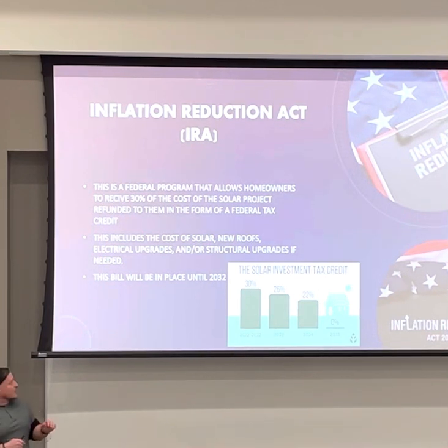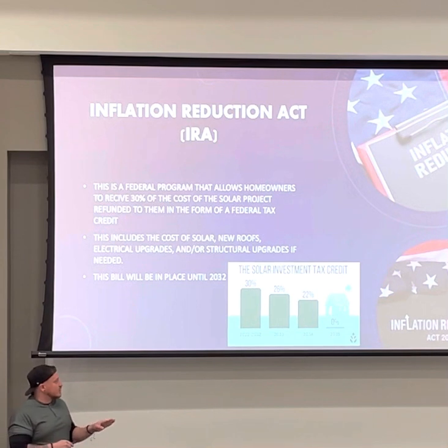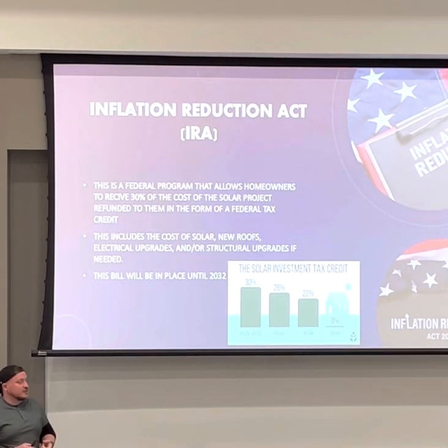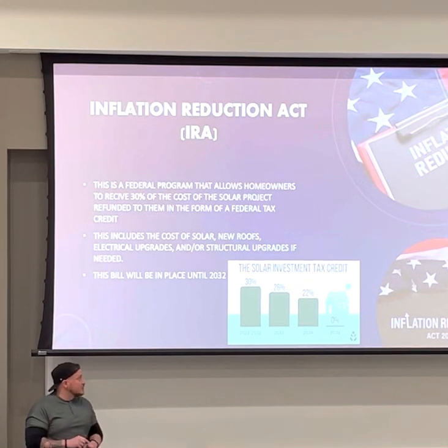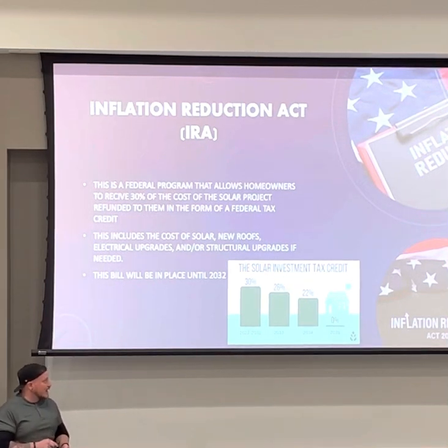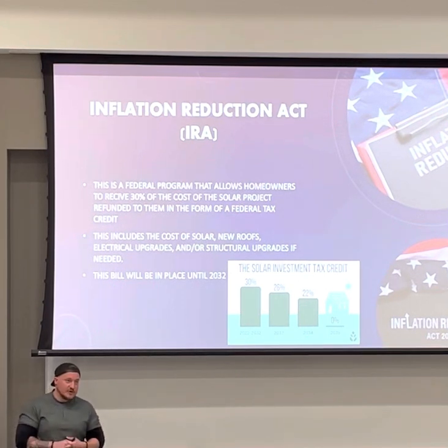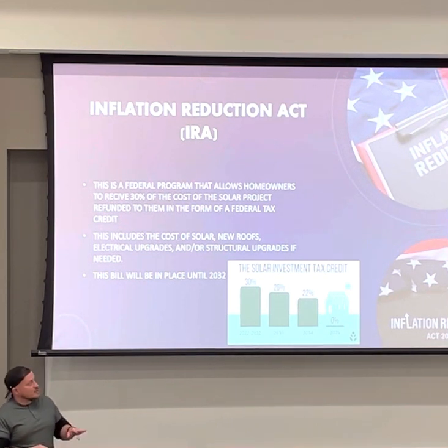This bill has been in place until 2032. Now, technically it goes to 2034, but the 30% mark is at 2032. In 2033, the federal tax credit drops to 26%. In 2034, it drops to 22%, and then in 2035 it's 0%. I recommend reading up on this. There's a lot of information.